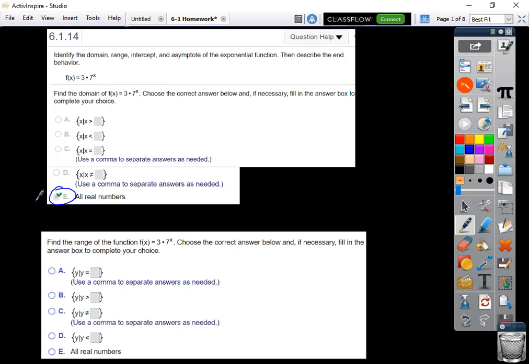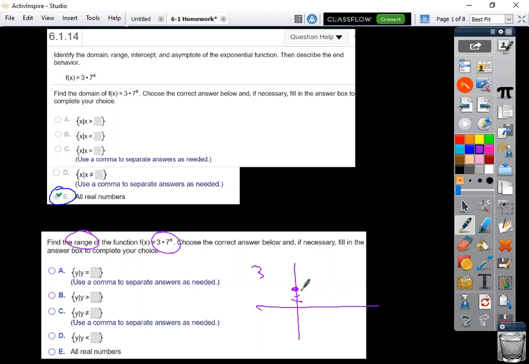The second part down here, it says, well, what about the range? So the answer, the y. So your y's for this, 3 times 7 to the x. If you think about the exponential growth problem, that means that when x is 0, for example, you're going to have 7 to the 0, which is 1. So you're going to be up at like 3 here.